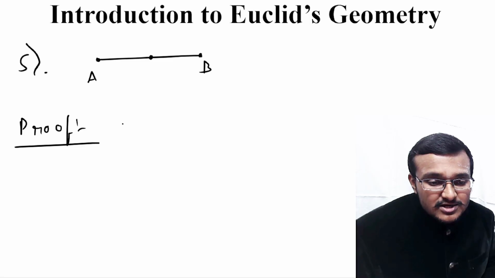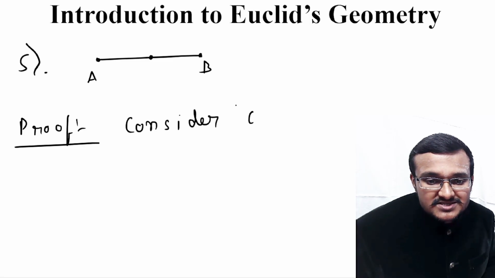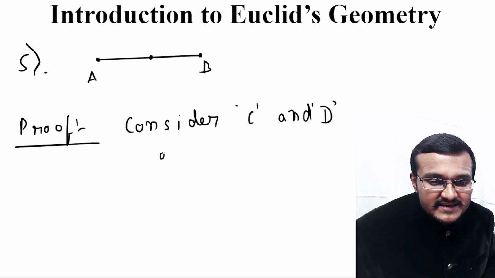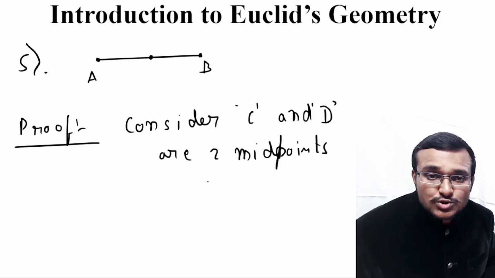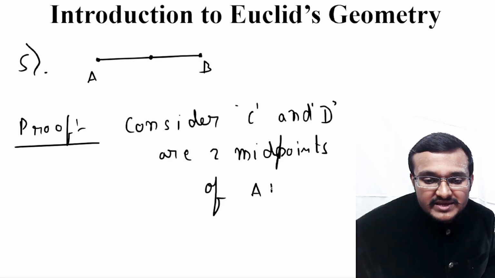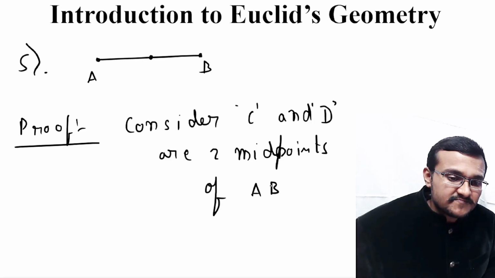will consider two distinct points. So we'll consider C and D. Initially we'll consider C and D are two midpoints for this line segment. So initially we consider C and D as the two midpoints of AB. So we are considering this.